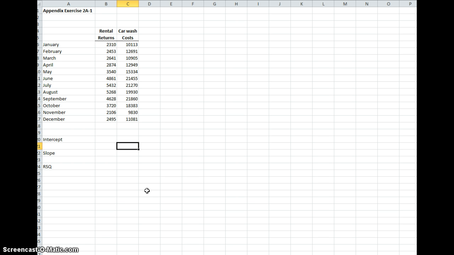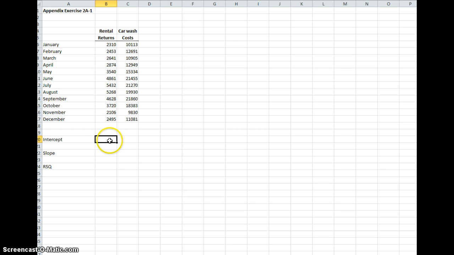Alright, so if you look at the bottom of page 69, we have this schedule by month of rental returns and car wash costs. Loading this information into Excel, just as we have, setting up a spreadsheet, as you can see here on the screen, we then need to calculate the intercept, the slope, and the R-square, because the requirement at the top of page 70 says, using least squares regression, estimate the fixed cost and variable cost elements of the monthly car wash costs. The fixed cost element should be estimated to the nearest dollar, variable cost element to the nearest cent.